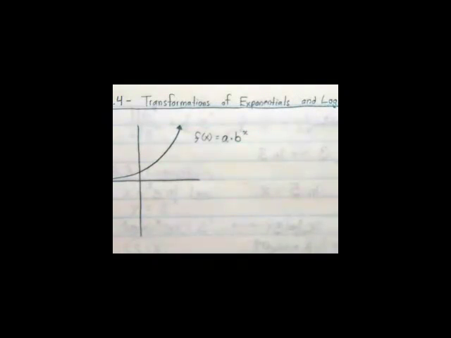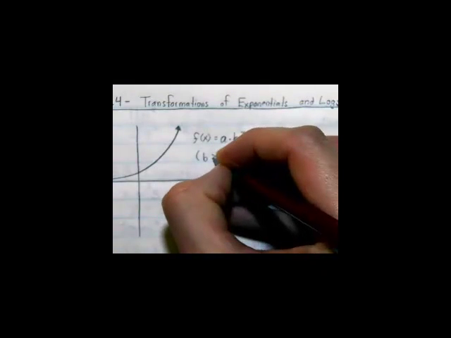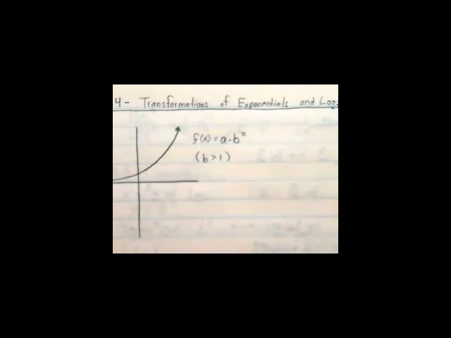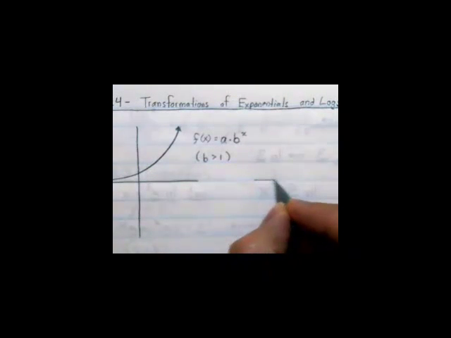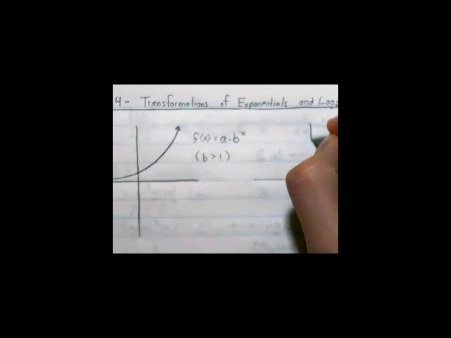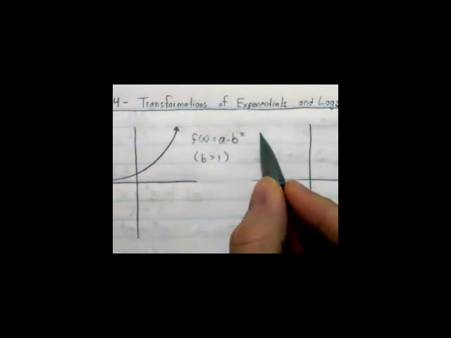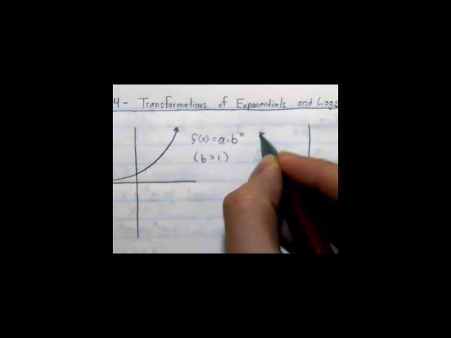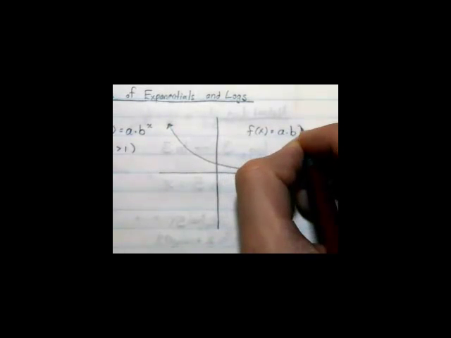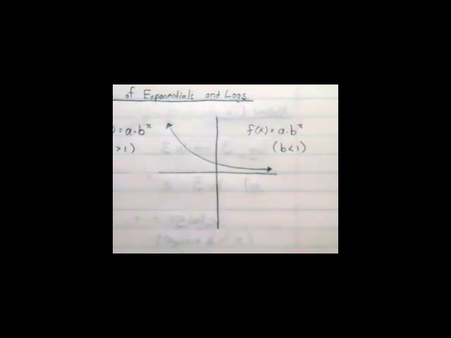And what has to be true about b to make that thing a growth? It's got to be greater than 1, right? So this particular graph would be if we've got b bigger than 1. And then we said it's a decay if b is less than 1. So that would look something like this. So we'd have f of x equals a times b to the x. And that's if b is less than 1, or some kind of a decimal, right?